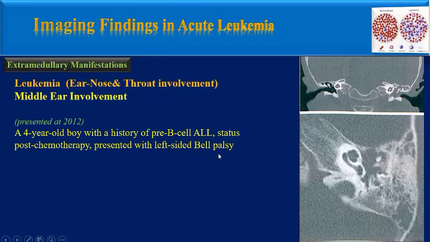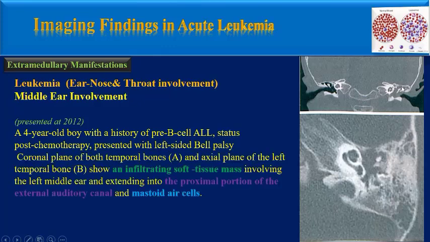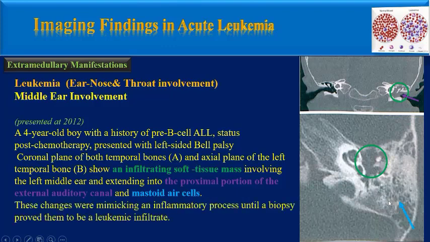left-sided Bell's palsy. This coronal plane of the temporal bones and axial plane of the left temporal bone show an infiltrating soft tissue mass involving the left middle ear, extending into the proximal portion of the external auditory canal and mastoid air cells. These changes were mimicking an inflammatory process until a biopsy proved them to be a leukemic infiltrate.